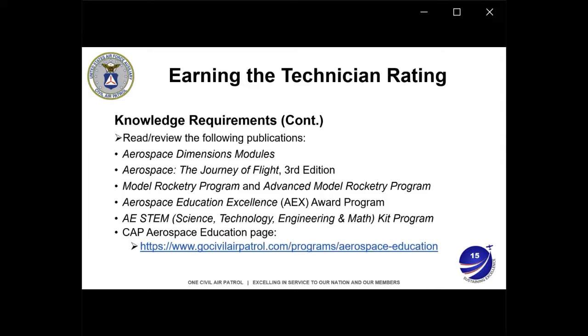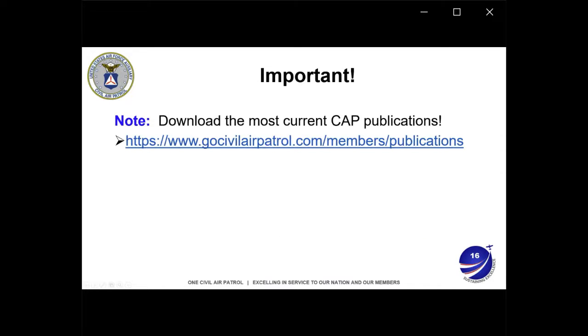And of course, there's a model rocketry program, an advanced model rocketry program, the Aerospace Education Excellence Award program, and the AE STEM Kit program. But of course, your one-stop shop is going to be the CAP Aerospace Education page at the national website. Go to gocivilairpatrol.com/program/aerospace education. And you want to make sure you download the most current CAP publications.